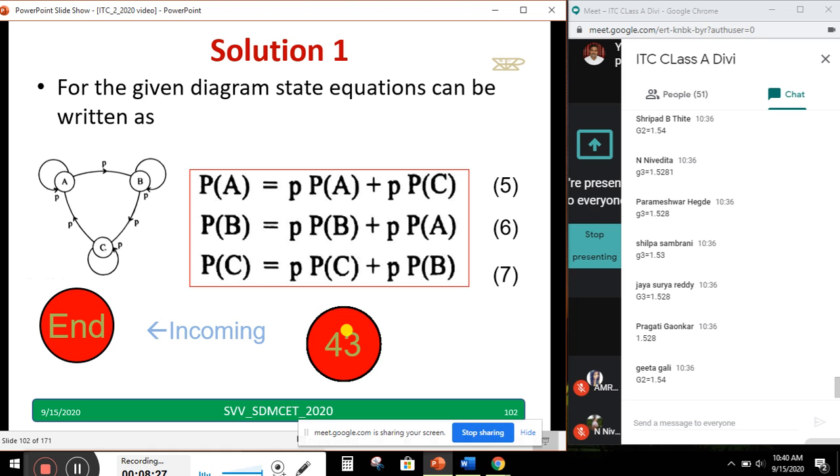In this problem statement, the state probabilities are not given. We are supposed to find them out. How to find the state probabilities, that is what we are going to discuss in this particular problem. So let us go to the next slide.